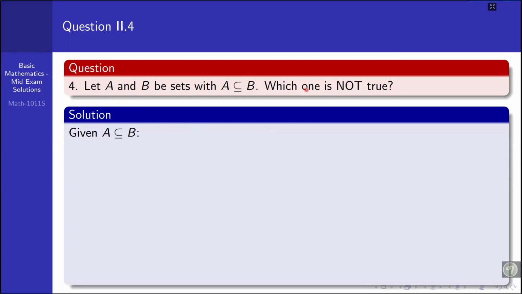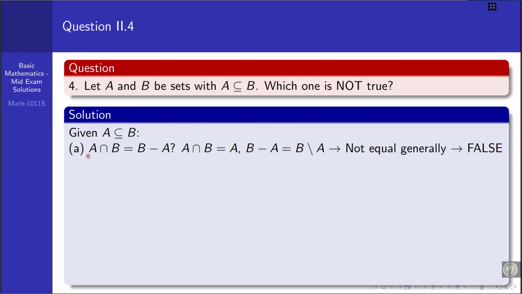What we are given here is that sets A and B satisfy the condition that A is a subset of set B. In the first case, A intersection B is equal to B minus A. We know that A is a subset of B, so if A is a subset of B, A intersection B cannot be B minus A, rather it must be A.